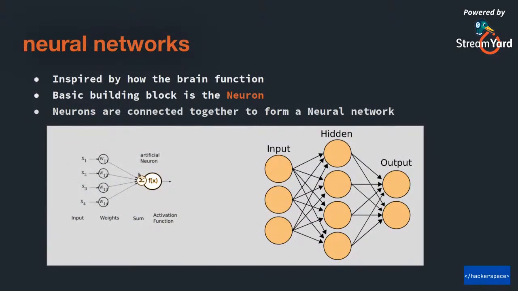Now, a neural network is made of several such neurons bound together. You can see that there are a bunch of neurons, all of them receiving inputs and all of them giving outputs, and so on. The first layer is always called the input layer, the last layer the output layer, and whatever is in between is known as the hidden layer.